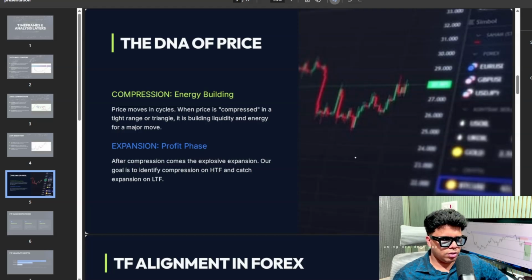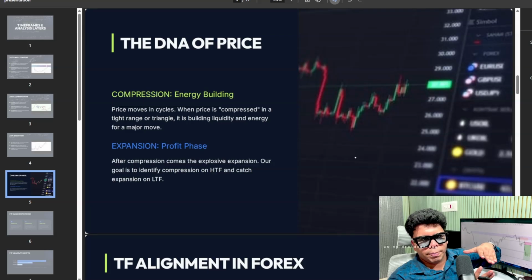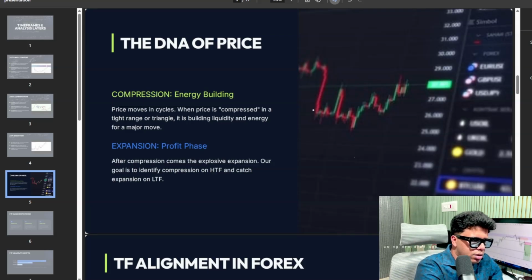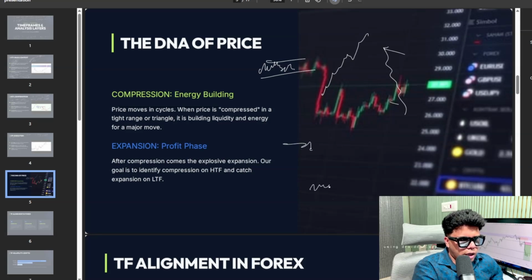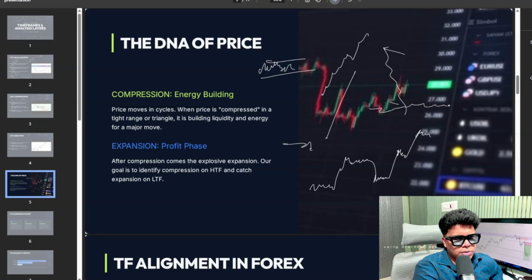The DNA of price: compression and expansion. What is compression and expansion? It's price moving within a range, or the price is getting compressed, pressed into a range. For example, if price is moving in a range like this, it's called compression. If price is moving in a direction to the upside or downside, it's called expansion. The market always makes compression, expansion, compression, expansion, and compression and expansion. The market always moves like this. The market can't give momentum continuously or stay in continuous compression.